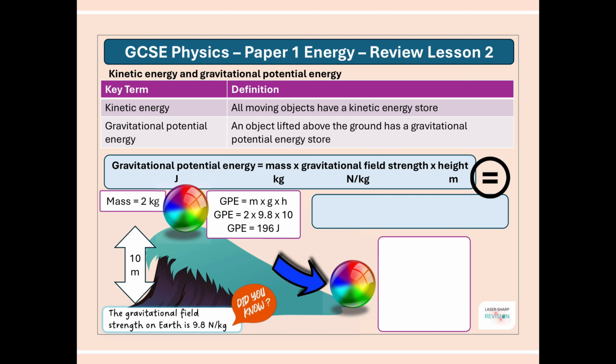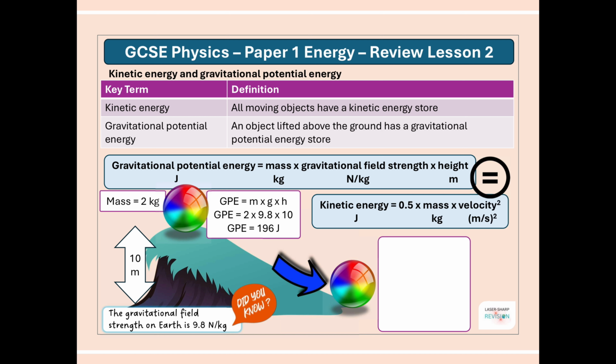In science, we can always use a calculator, so put those numbers in, and it gives us a gravitational potential energy of 196 joules, with a capital J. However, this ball is going to roll down the hill, and as it does so, the gravitational potential energy store will decrease. It's getting lower. But that energy, remember, does not disappear. It gets transferred into another form. As it falls, it speeds up. So in other words, our gravitational potential energy gets transferred into kinetic energy.